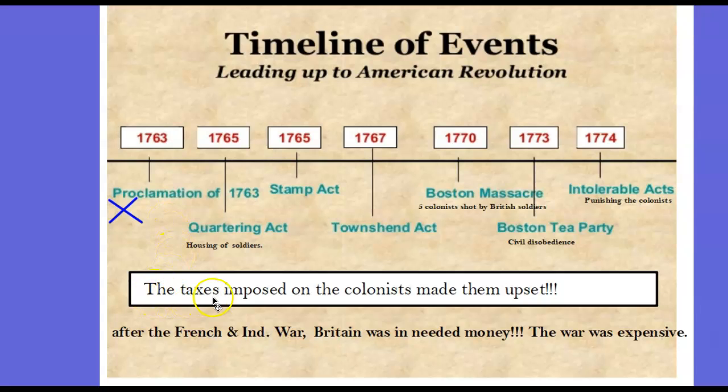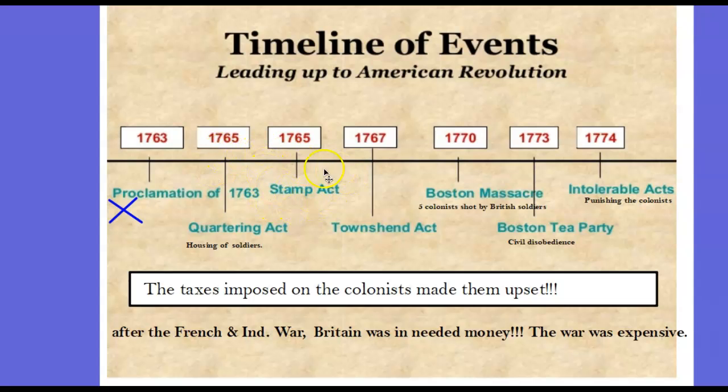After that, taxes were imposed on the colonists, and this made them even more upset. Let's remember that Britain was in need of money after the French and Indian War because, like I mentioned, wars are very expensive. And now Great Britain is in debt and they owe a lot of money. So there are going to be some heavy taxes imposed on colonists, mostly to help pay for the war debt.